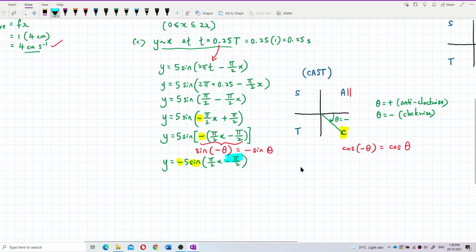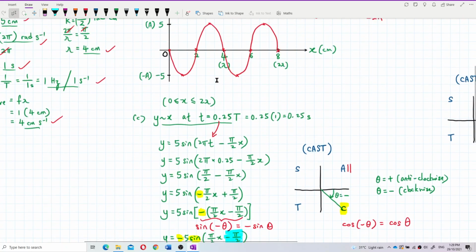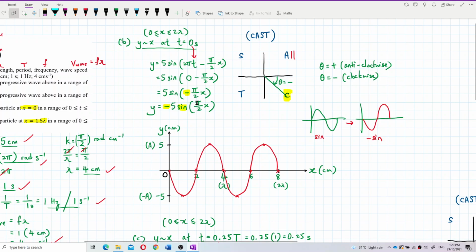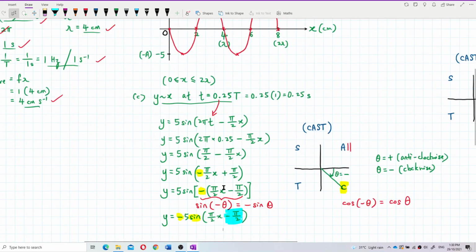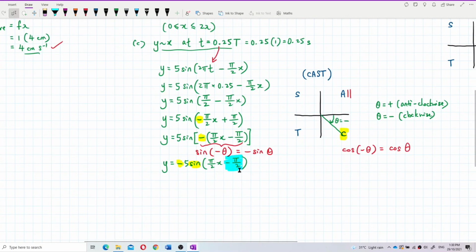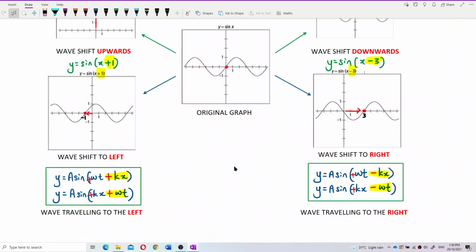We negative. We shift. What this means is, you see, these two equations are still the same. Negative 5 sine pi over 2x is still the same graph. What's different is, inside the angle, you minus, you got minus something. So it's just like this one.